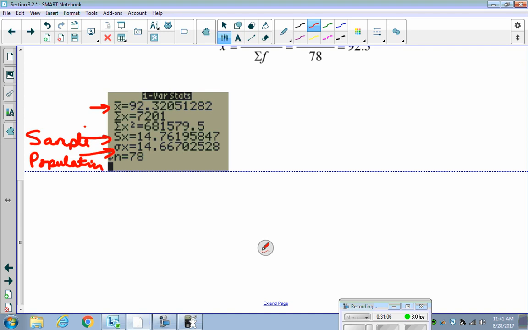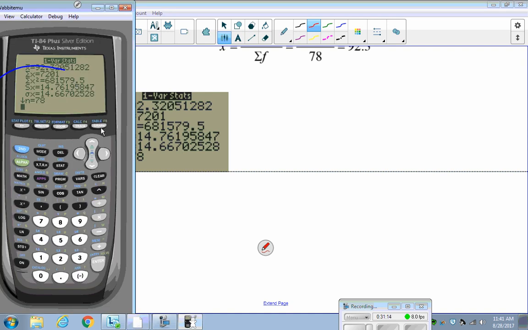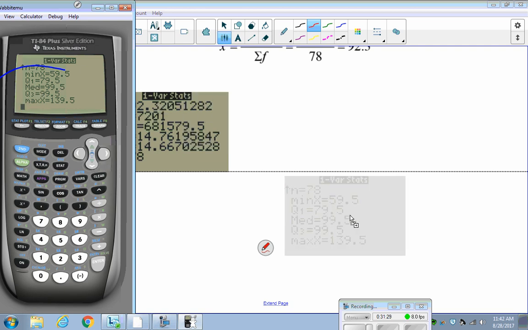Everybody knows what n is? The number of pieces of data that I had in my count there. So now I'm going to cursor down with my cursor key on my calculator, and I'm going to keep cursoring until I'm at the end, because it gives us more. We're not finished yet with all the good stuff.